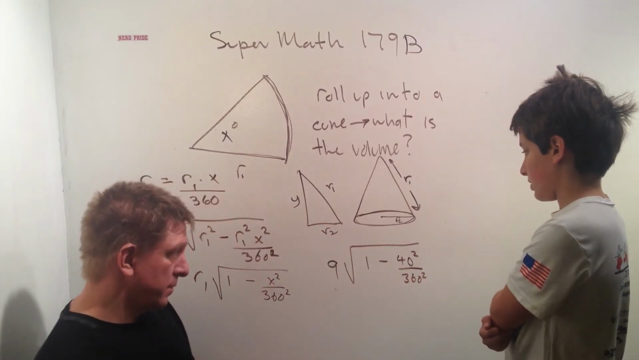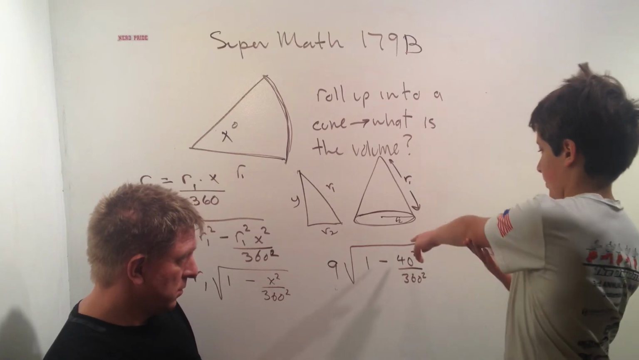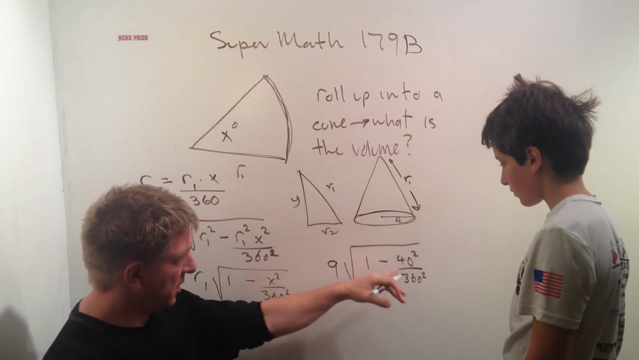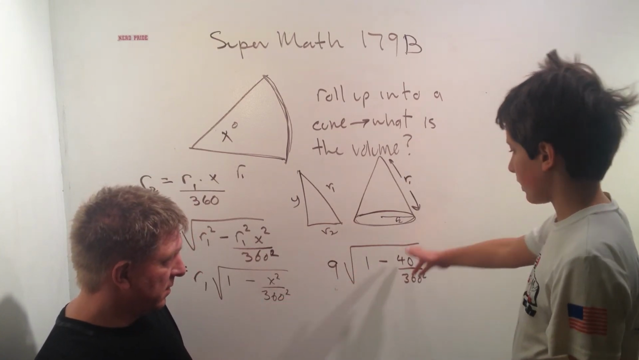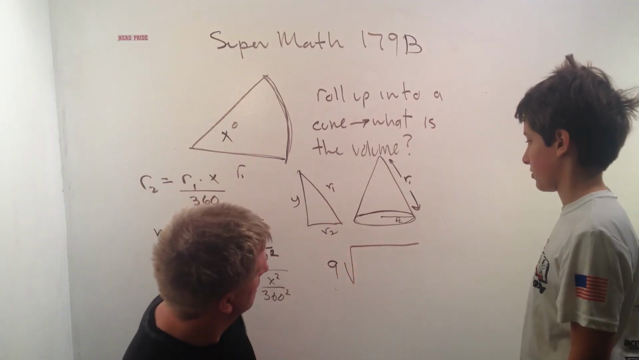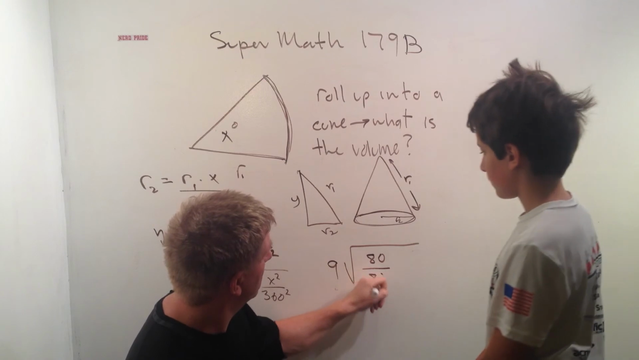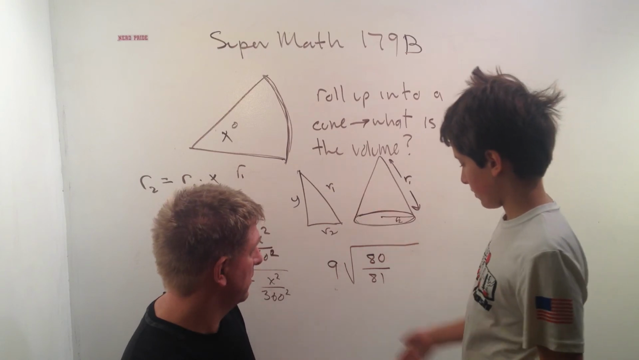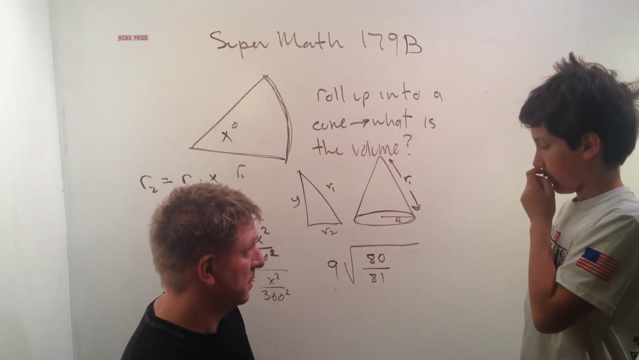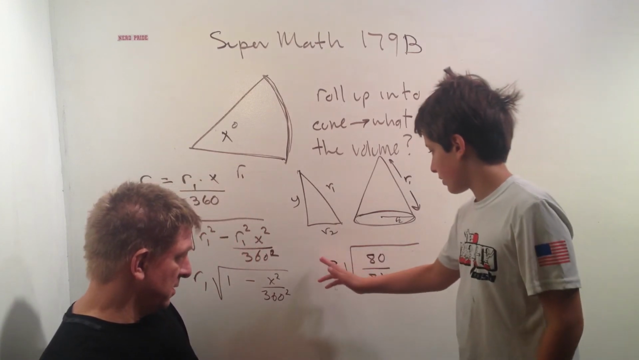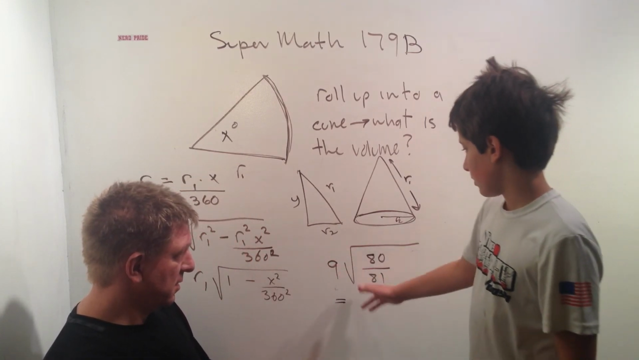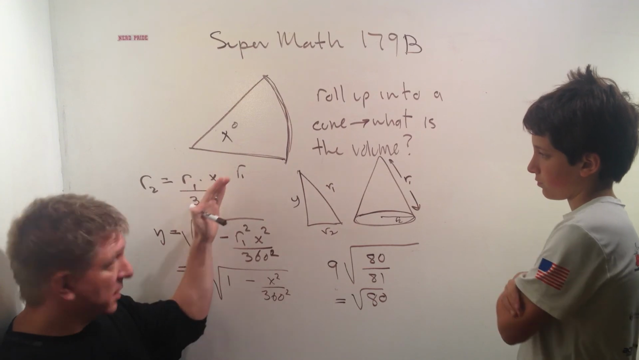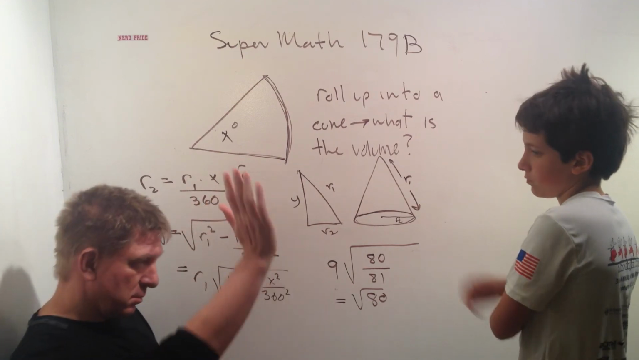40 over 360 is 1/9, so that would be 1 over 81. What's 1 minus 1 over 81? It's 80 eighty-firsts. You get 9 times the square root of 80 over 81. The square root of 1 over 81 is 1/9, so that cancels with the 9. And what do we get? The square root of 80, just like we got before. So, slightly more complicated to do it abstractly, but you work through it. Good work.